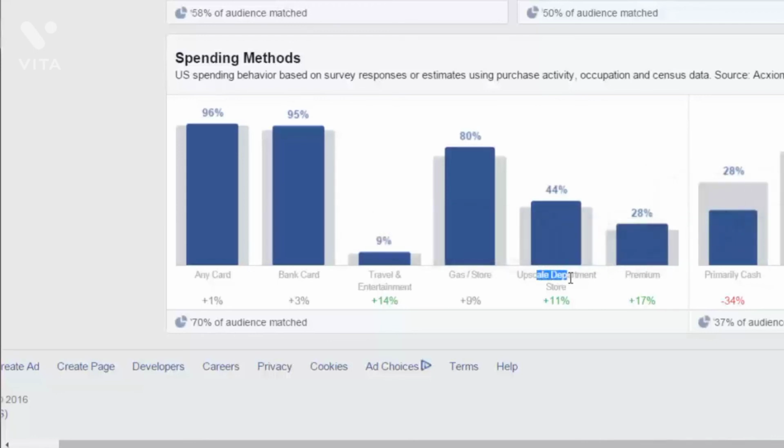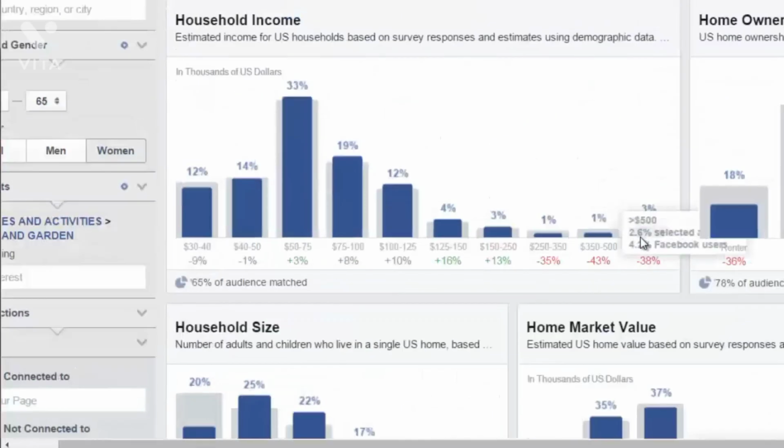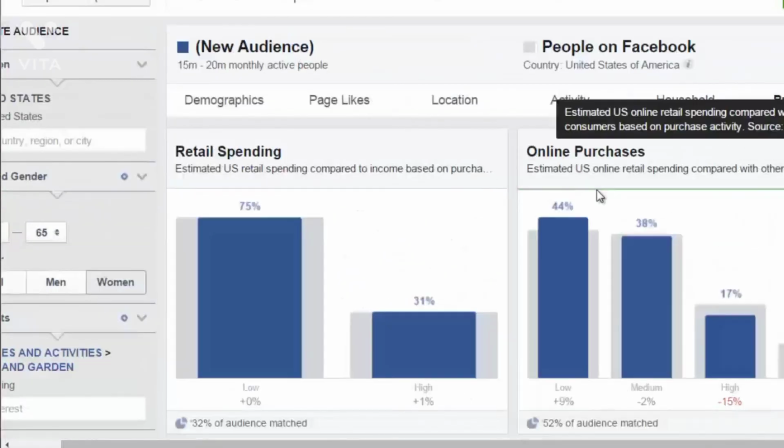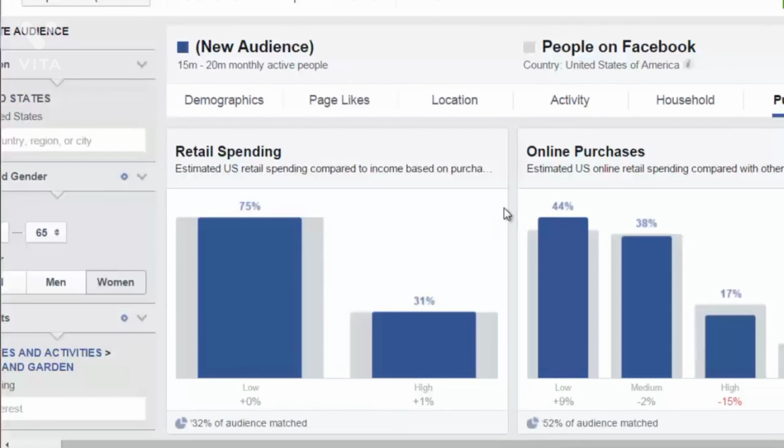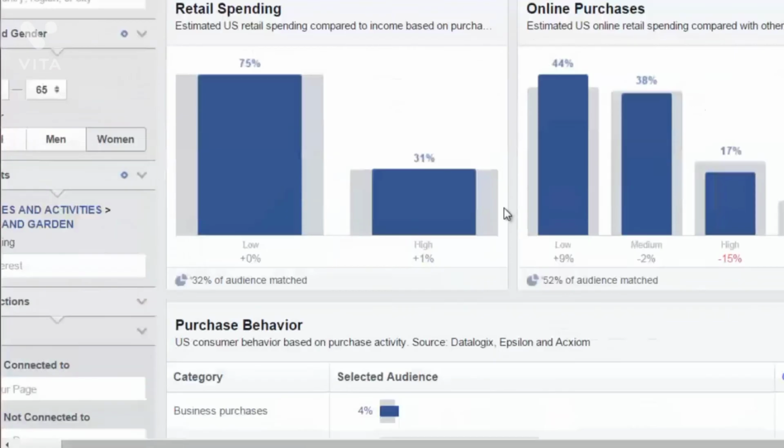They do spend money at upscale department stores. So that kind of gets us thinking, probably a woman. And if we click on purchase, of course, not always, but this is our main demographic. So purchase, retail spending, we can see that it is low as far as retail goes. Online purchases go high. They're very high as far as online purchases go. So if you're selling an online product or service, they're more likely to be into that.